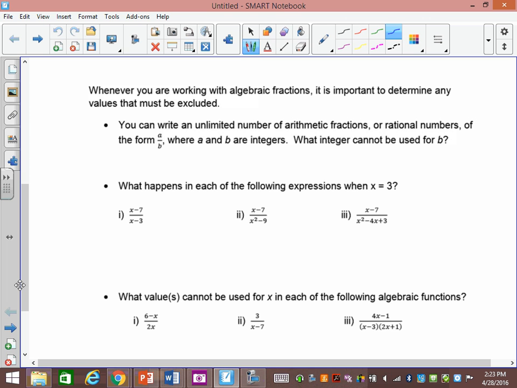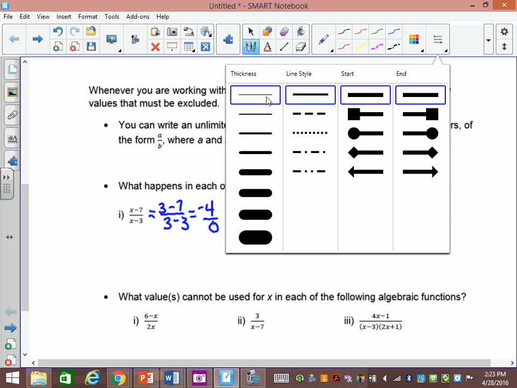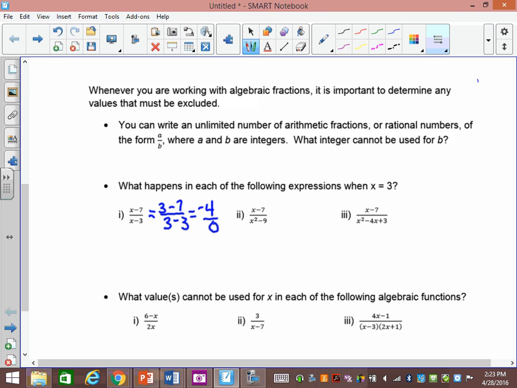So we're going to look at this example here. What happens in each of the following expressions when x equals 3? So we're going to plug in 3 and see what happens. Here we get 3 minus 7 over 3 minus 3, which is negative 4 over 0. Put negative 4 over 0 in your calculator. Negative 4 divided by 0. Error. You can't divide by 0. So this is not possible.